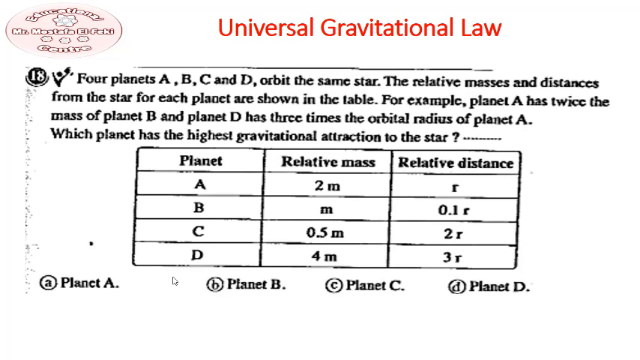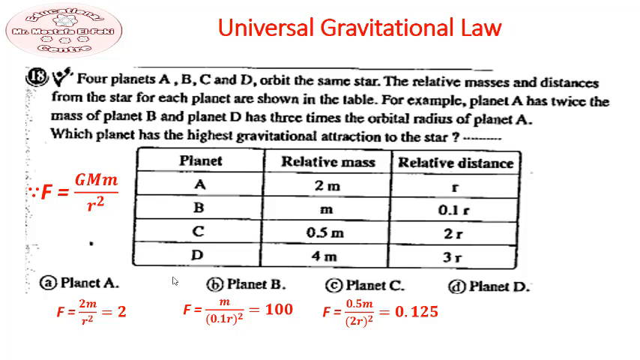Four planets orbit the same star. The relative masses and the distances are given in the following table. So, which planet has the highest gravitational attraction to the star? Let's say it's a planet. Force equals GMm divided by the distance to the power of 2. This is the force acting on the first planet. Let's try the second planet. F equals 100. The third planet, and this is the fourth planet. The highest gravitational force is planet B.